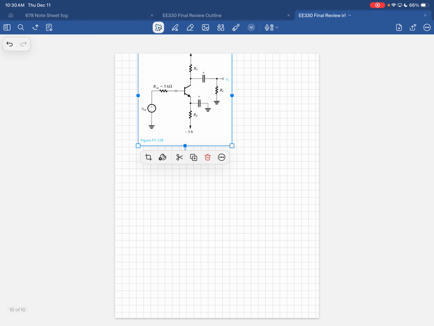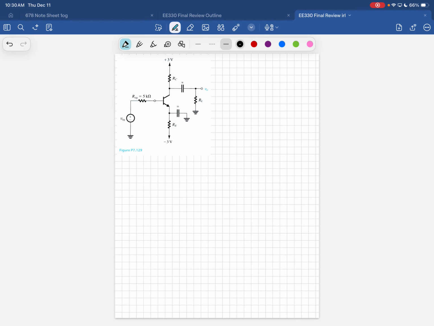Let me create a new page here and open up the circuit model again so we can have a fresh look. In this model, doing AC analysis, this is short-circuited, this is short-circuited, and we can pretty much ignore RE. It's parallel to ground, so V minus becomes a ground. In the answer sheet they have that there, but it doesn't matter because it's bypassed entirely.